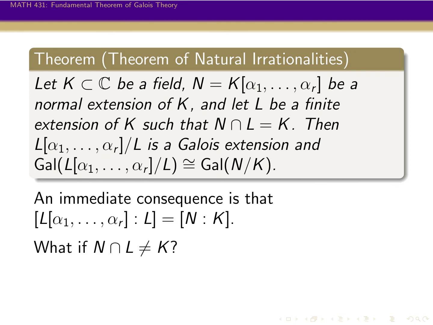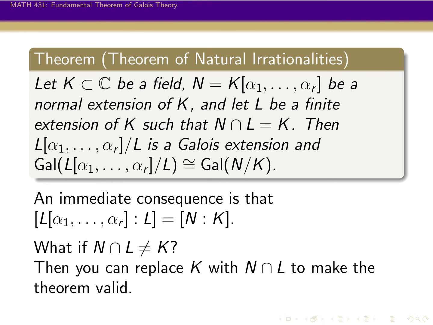And so a natural question is, how does this apply if the intersection is not just k? So what if the intersection between n and L is something larger than k? It has to be at least k because these are both extensions of k. But what if the intersection is some bigger field than k? Well, then at the end of the statement here, you can just replace k with that intersection. And the theorem will hold true.